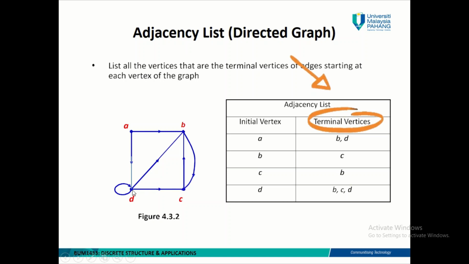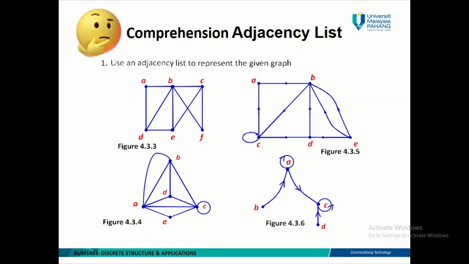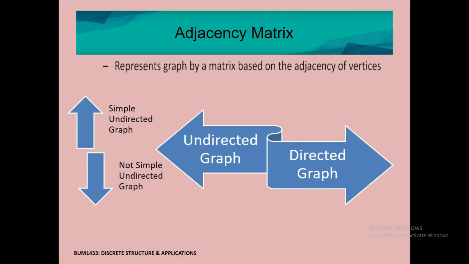So let's see B. It only points to vertex C. So the terminal vertex for vertex B is only C, while D points toward B and toward C. So we have B and C as the terminal vertices. Okay, this is the comprehension for the adjacency list. This is for your exercise.